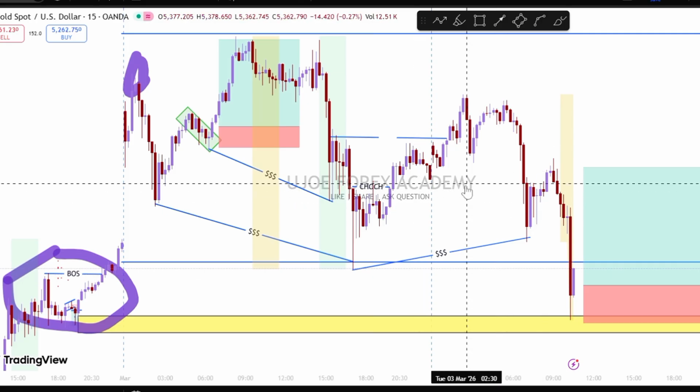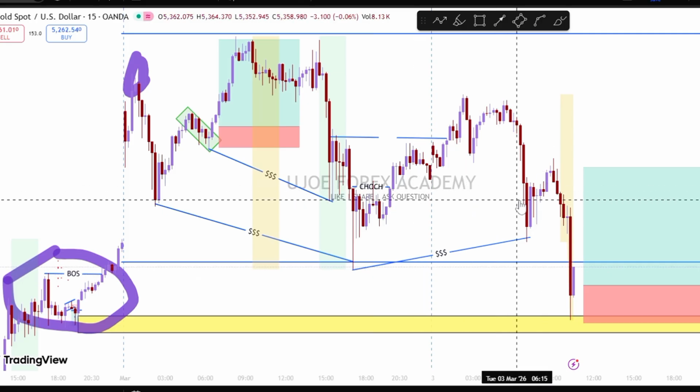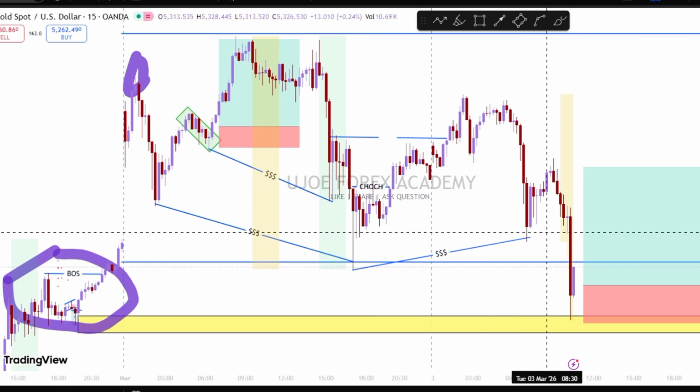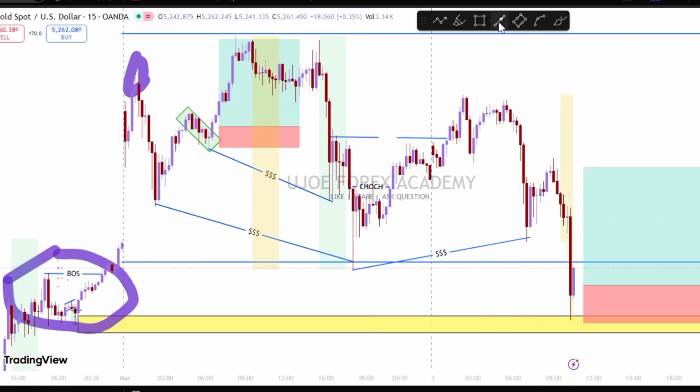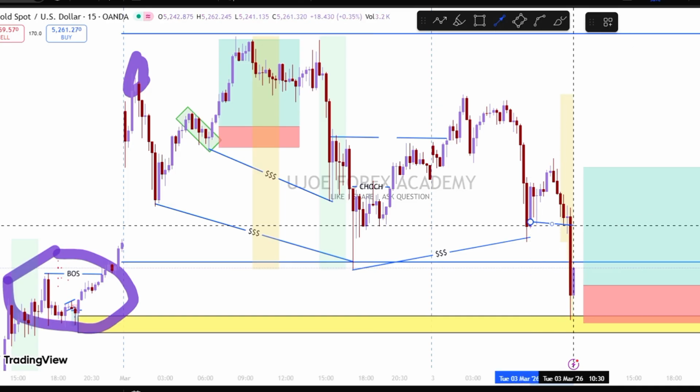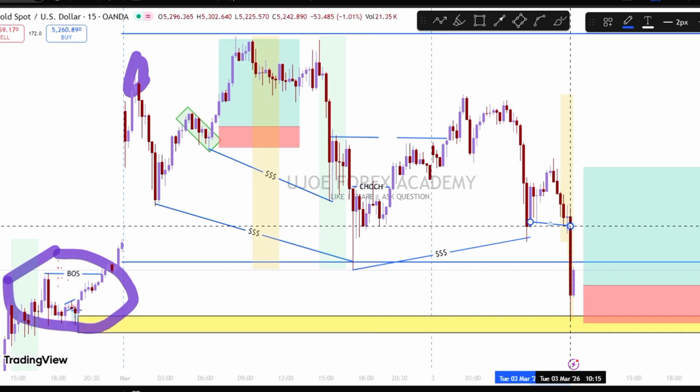The next thing we have to look at at this point is the drop down. This also brought about a change of character, another change of character here. So this is another change of character at this point. Since this is another change of character, we continue moving like that, and we just keep it rolling.